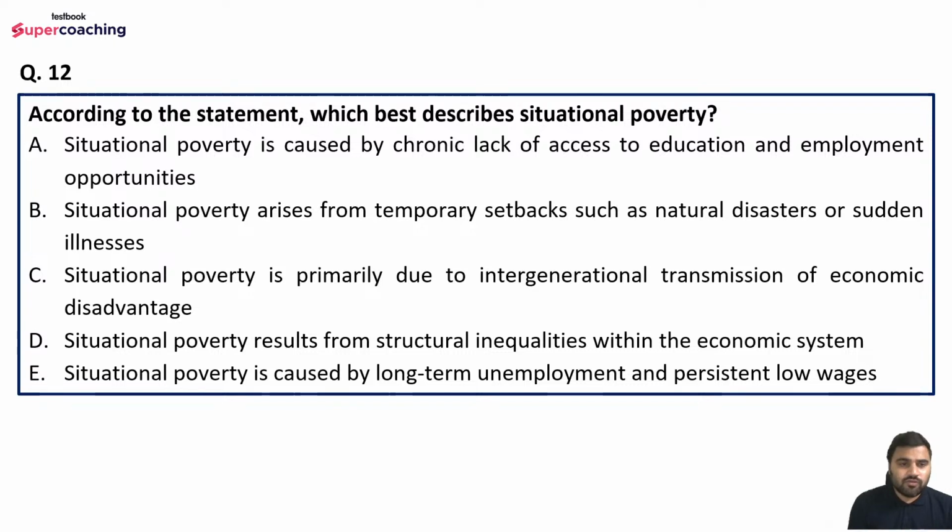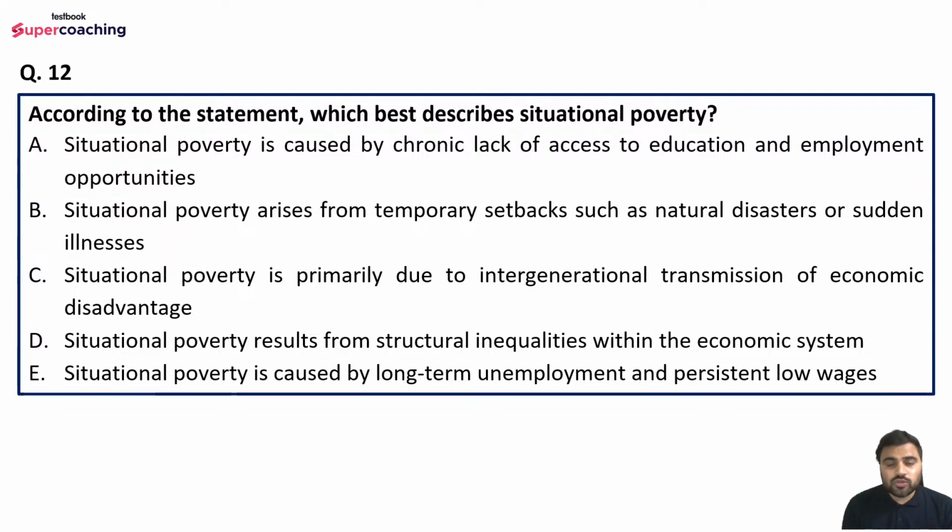ठीक है जी, चलिए मूविंग ऑन टू द क्वेश्चन नंबर 12. Question number 12 is: according to the statement, which best describes situational poverty? So according to the statement that we are going to discuss, which of the following best describes situational poverty? Options are: situational poverty is caused by chronic lack of access to education and employment opportunities. Situational poverty arises from temporary setbacks such as natural disasters or sudden illness. Situational poverty is primarily due to intergenerational transmission of economic disadvantage. Situational poverty results from structural inequalities within the economic system. And situational poverty is caused by long-term unemployment and persistent low wages.